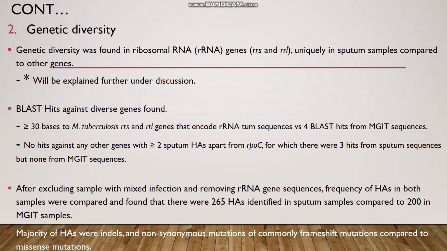After excluding samples with mixed infection and removing rRNA gene sequences, the frequency of heterozygous alleles in both sample types was compared, and 265 heterozygous alleles were identified in sputum samples compared to 200 in MGIT samples. The majority of heterozygous alleles were indels and non-synonymous mutations, commonly frameshift mutations compared to missense mutations.